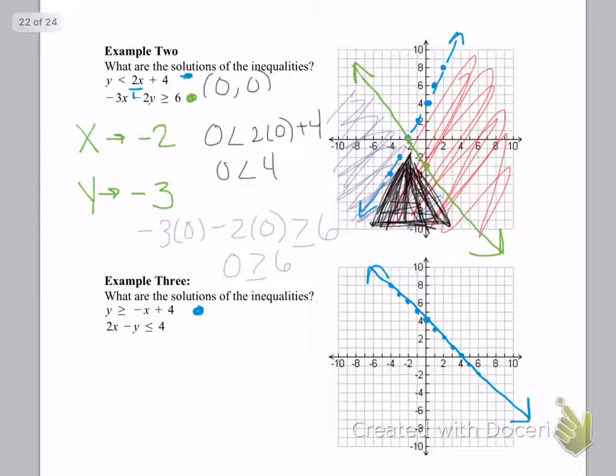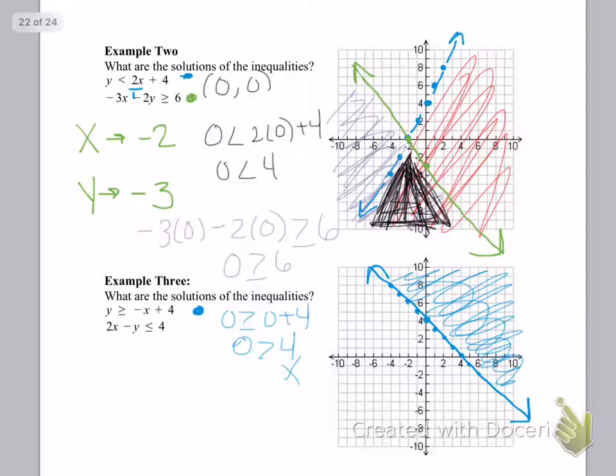Now let's do our shading. We'll do this one in blue as well. So you're plugging in 0, 0. So 0 is greater than or equal to 0 plus 4. So 0 is greater than or equal to 4. No, it's not. So you want to shade above. You do not want to shade 0, 0.